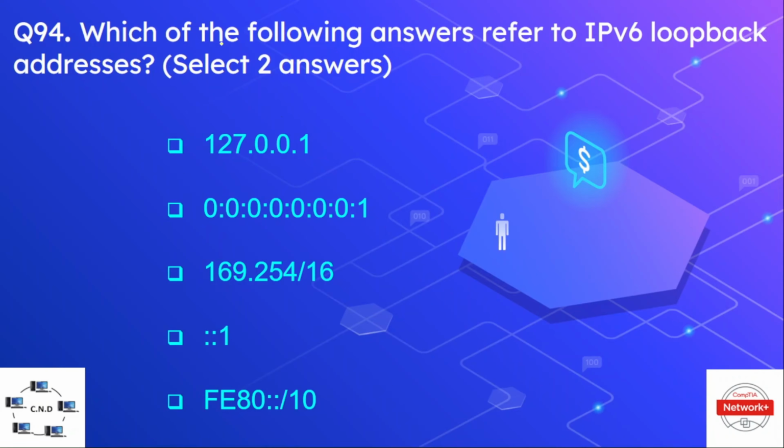Question number 94 is that which of the following answers refer to IPv6 loopback addresses? We have to select two correct answers, and the correct answers are 0:0:0:0:0:0:0:1 and ::1.